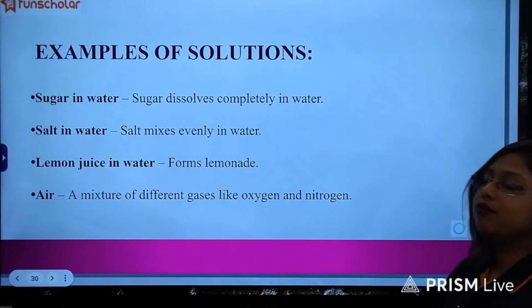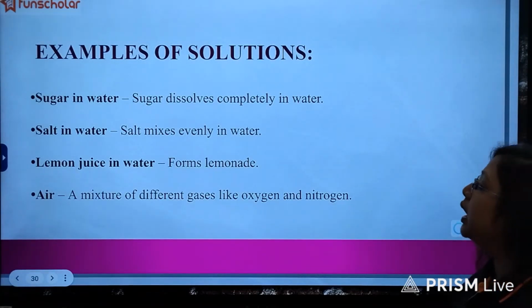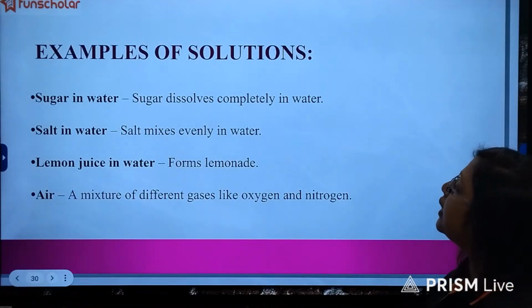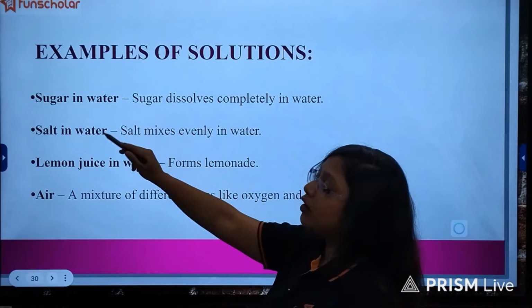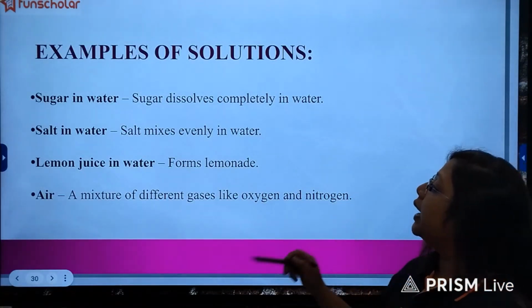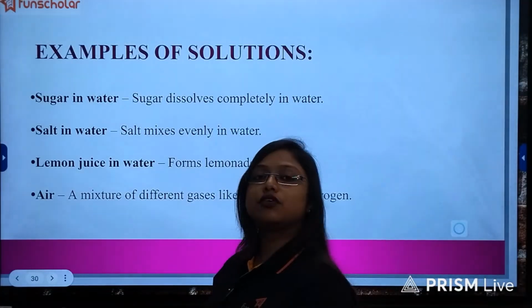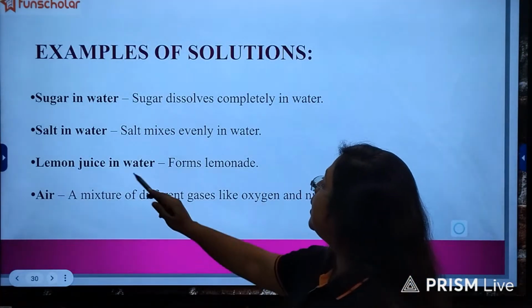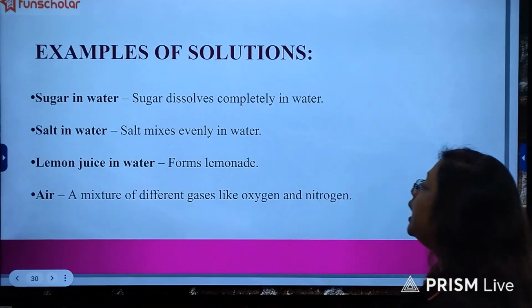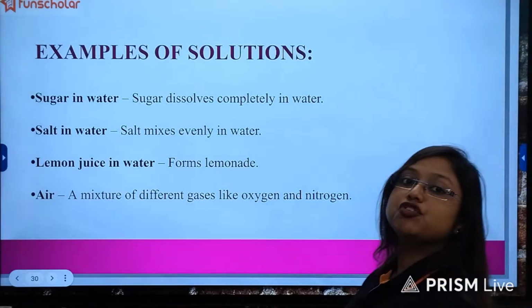Salt in water, the same way, salt mixes evenly in water. Lemon juice in water forms lemonade, that is also a mixture. Sugar in water or salt in water is a mixture of solid and liquid, but lemon juice in water is a mixture of liquid and liquid, and in case of air there is a mixture of gases.